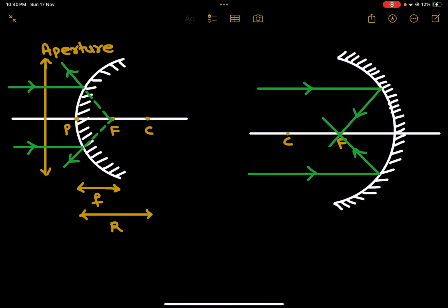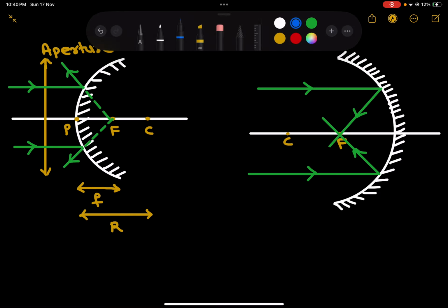Here, so what is the focus? So I have labeled it here, as you can see, the same way. I just forgot, this is the pole. Now first of all, I have also shown this in the convex mirror.